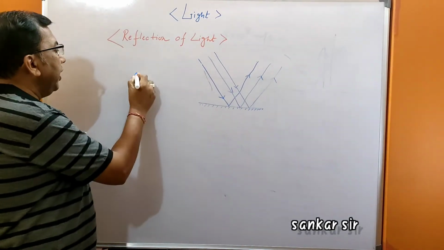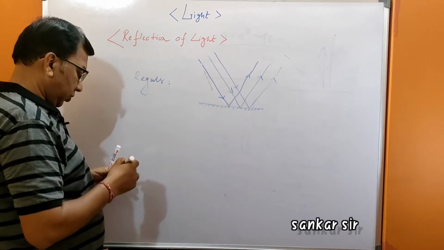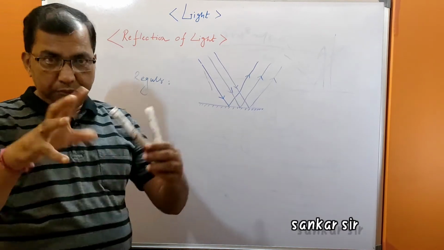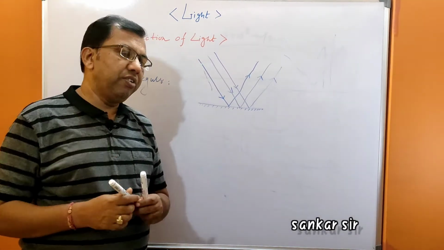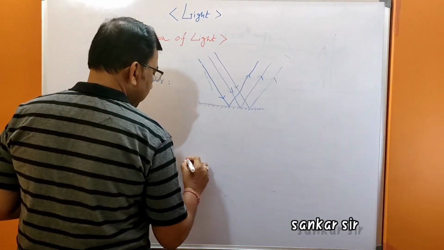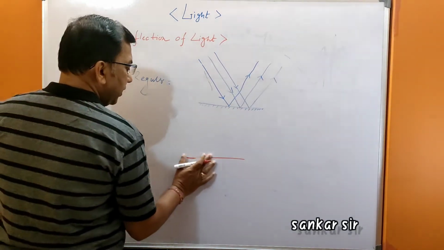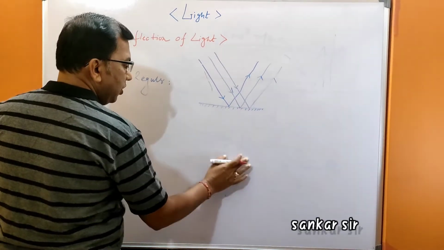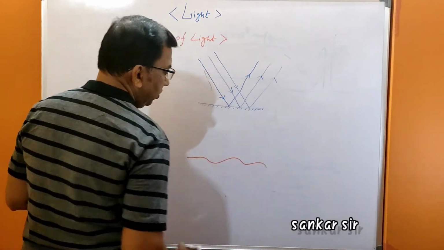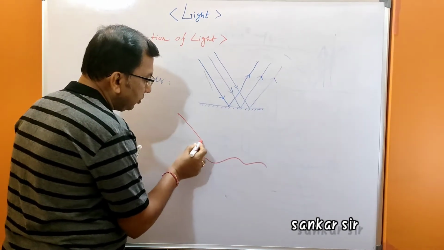That is regular reflection. And what is irregular? The diffuse reflection or irregular reflection. In that case, the surface is not smooth. Actually, no surface is absolutely smooth. It's a rough surface. So light falls here.